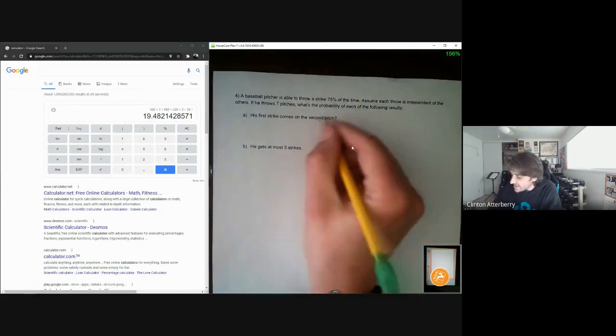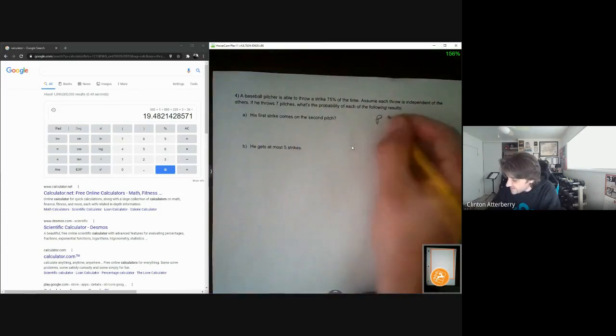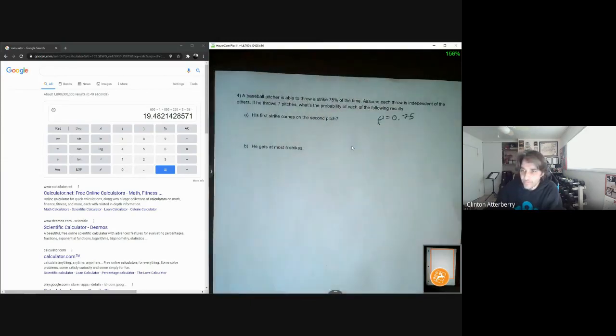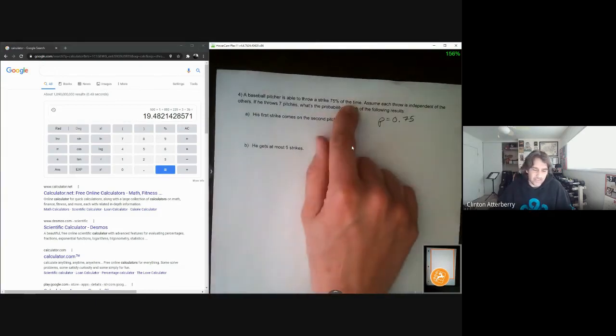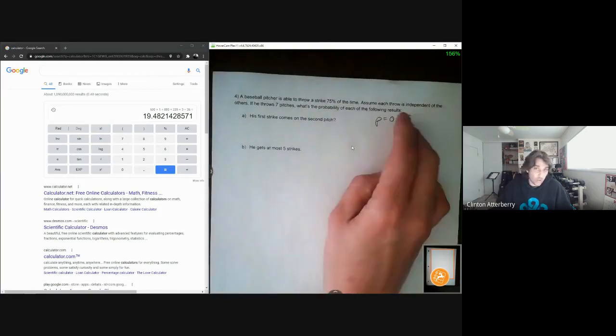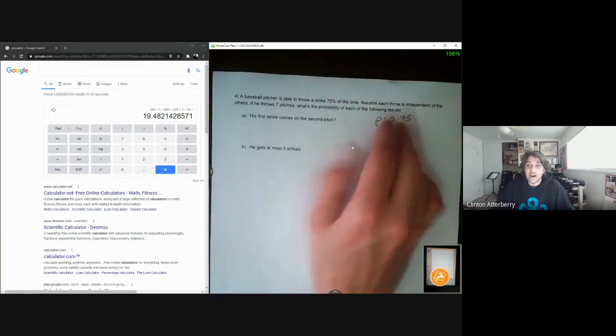So our success of getting a strike, for this problem, is 75%, which we would say is 0.75. Expect your test to be something like 60%, 70%, 80%. I'm not going to do any weird numbers like 63.47%. I'm just doing straight up easy numbers. It's the basic concept of this stuff that you could then apply to more complex values, but I just want the basics.